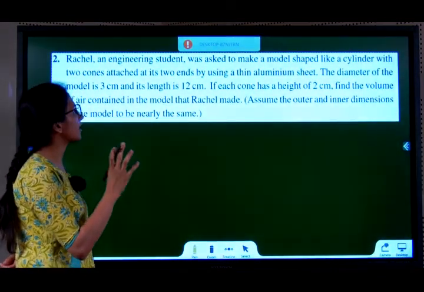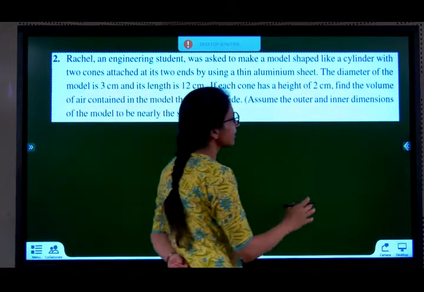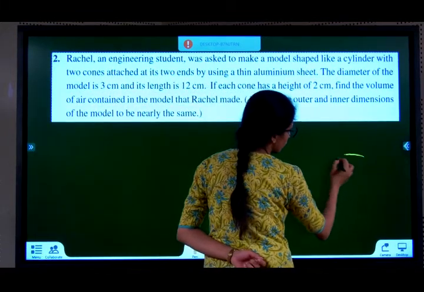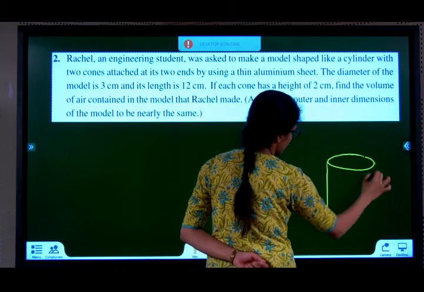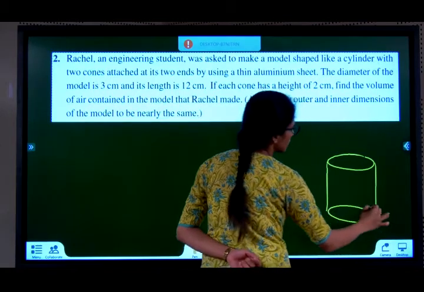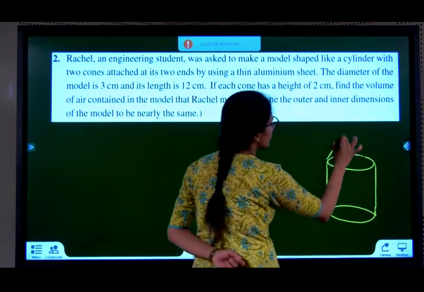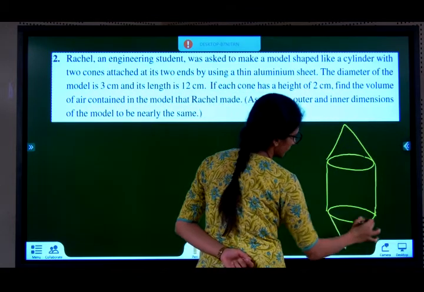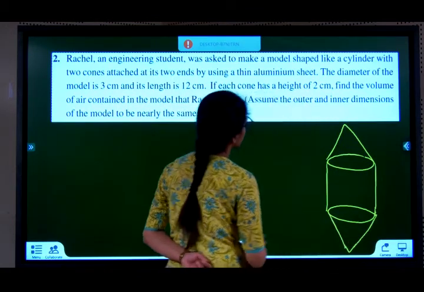Question 2. Rachel, an engineering student, was asked to make a model shaped like a cylinder with two cones attached at its two ends by using a thin aluminium sheet. So she took a cylinder. She has two cones attached at its two ends with a thin aluminium sheet. It's all made with aluminium sheet.